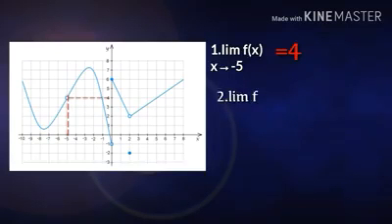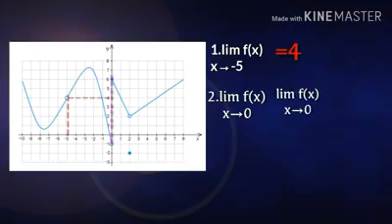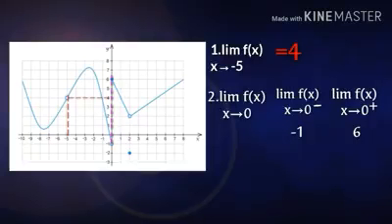Number 2. Limit of f of x as x approaches 0. We can see that the left and right limits are different because the limit of f of x as x approaches 0 from the left is equal to negative 1, and the limit of f of x as x approaches 0 from the right is equal to 6, which means they are not equal, so the two-sided limit does not exist.